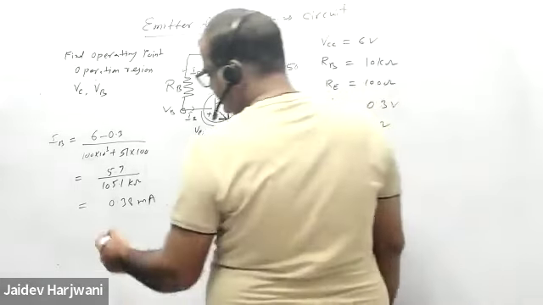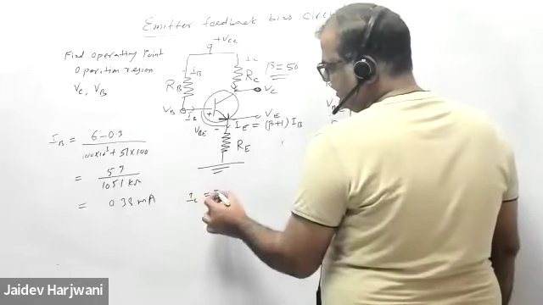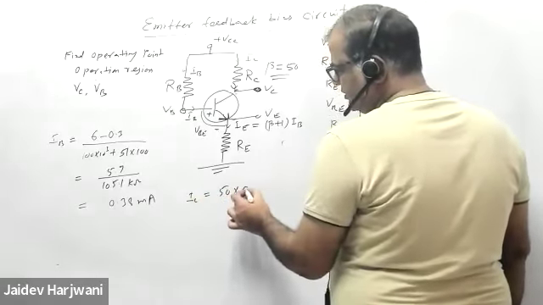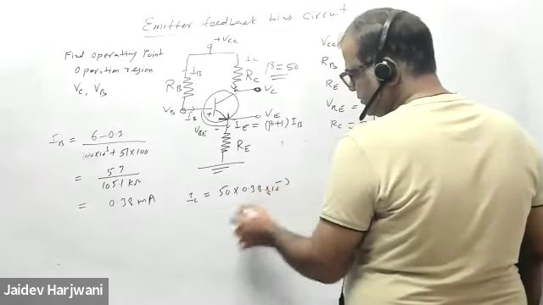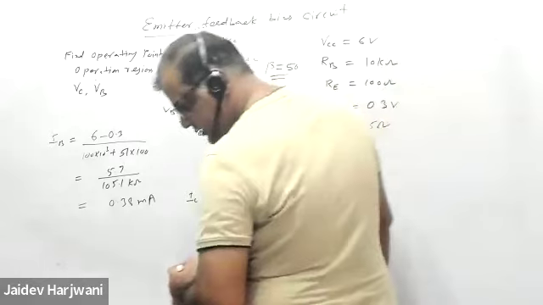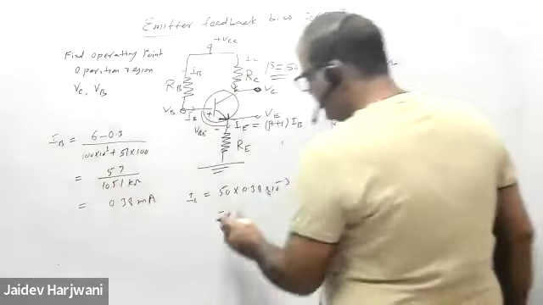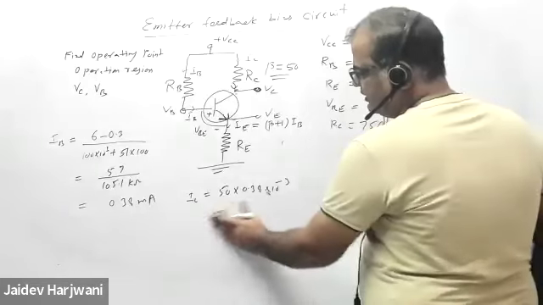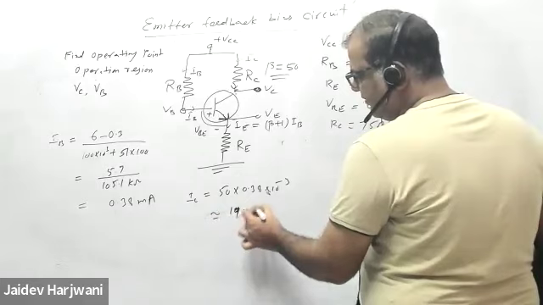Okay, and then you want IC. IC is your beta 50 into 0.38 milliampere. So 19 milliampere आ रहा है. IC is 18.5 or 19? 19. Okay, I'll put 19. Please other students also check. I don't have exact values. 19 milliampere.